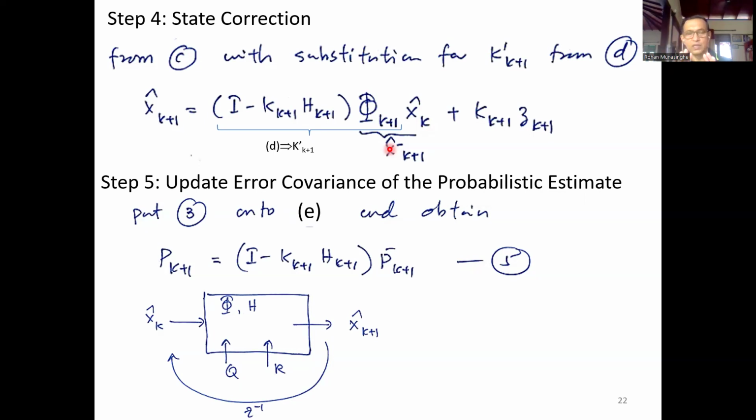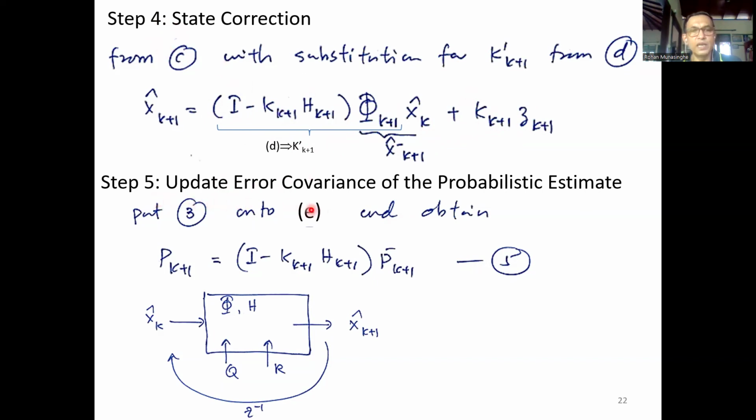Disregarding all of these things, you just blindly look at your future. That is somewhat meaningful, but not precise. So you get this part of that, and then your sensor reading at k plus 1, this part of that. So it is a combination of the two. So that is step 4.